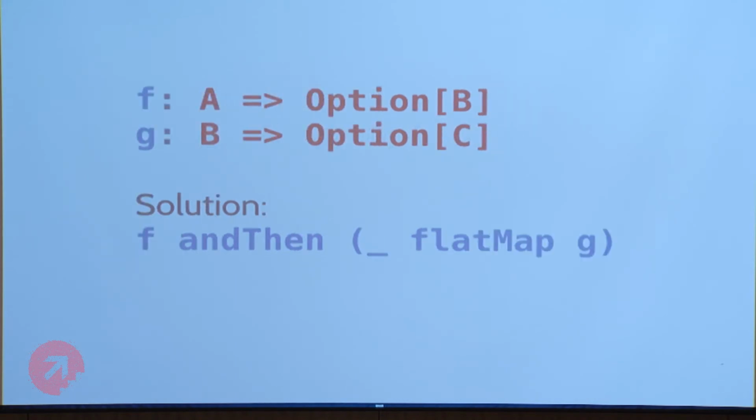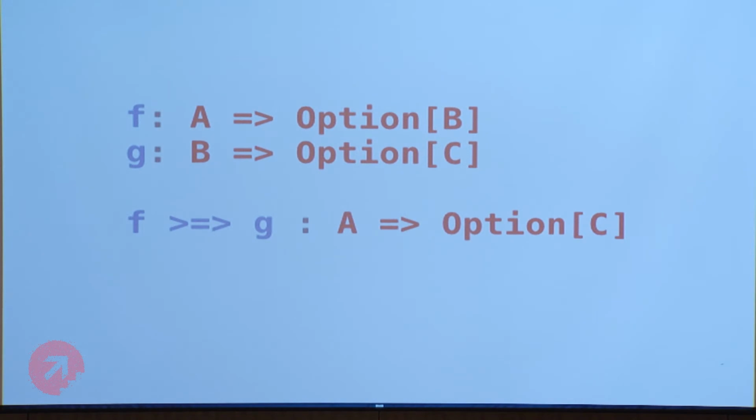However, we can say F and then flat map G. That is, we can simply flat map G over the result of F. So we have this sort of notion of composition. It's just a little more complicated. So we can actually write that as a function that does this composition for us.